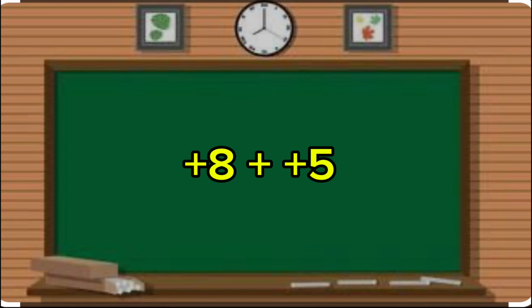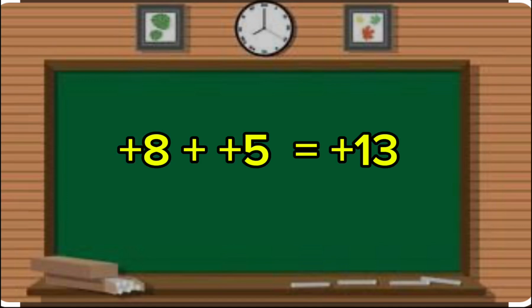Now, as we can see, we are adding positive numbers, and if we are adding two positive numbers, we just simply add them and copy the positive signs. Therefore, 8 plus 5 is positive 13.